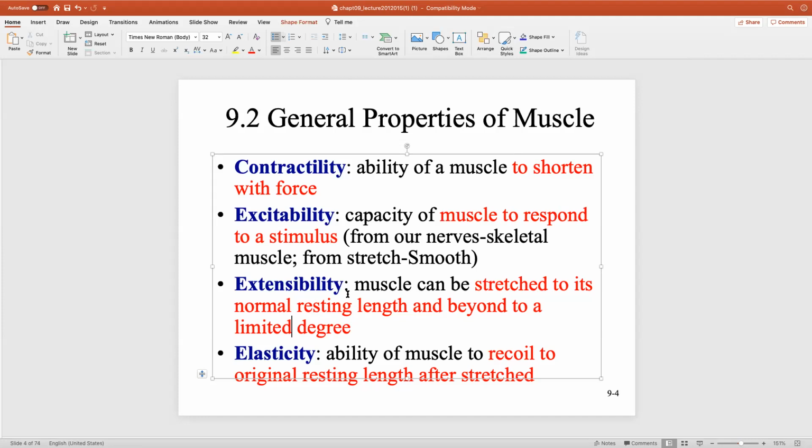Once you relieve yourself, you get rid of that urine, and now it goes back to normal positioning. So extensibility and elasticity are really a good example seen in smooth muscle. We see it in skeletal muscle and cardiac muscle, but you're not going to see as much extensibility in skeletal and cardiac because we're not really going to hold that, right? Not going to be able to stretch it, and we won't need to stretch it from a resting position as much.